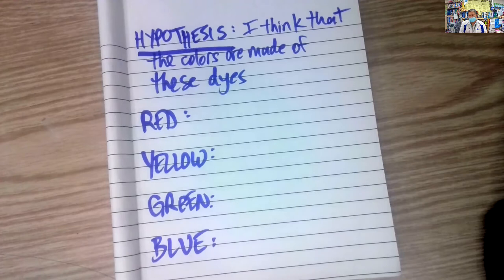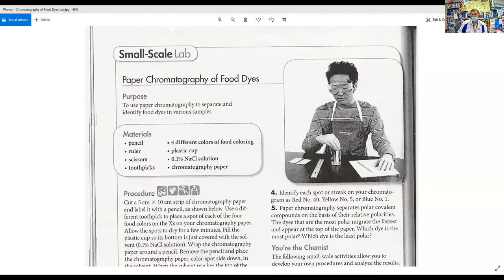Okay, so let's think about that for a moment. If you need to, go ahead and pause the video right now and write yourself a hypothesis. These four food colors, these food dyes, these food coloring, is it made up of solely red, or is it made up of a combination of different chemicals, you think? Okay, let's give you a moment to write a hypothesis.